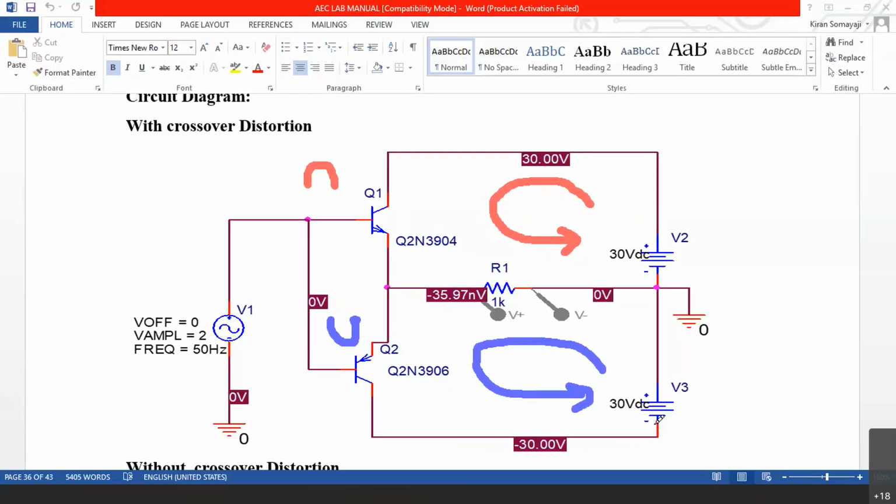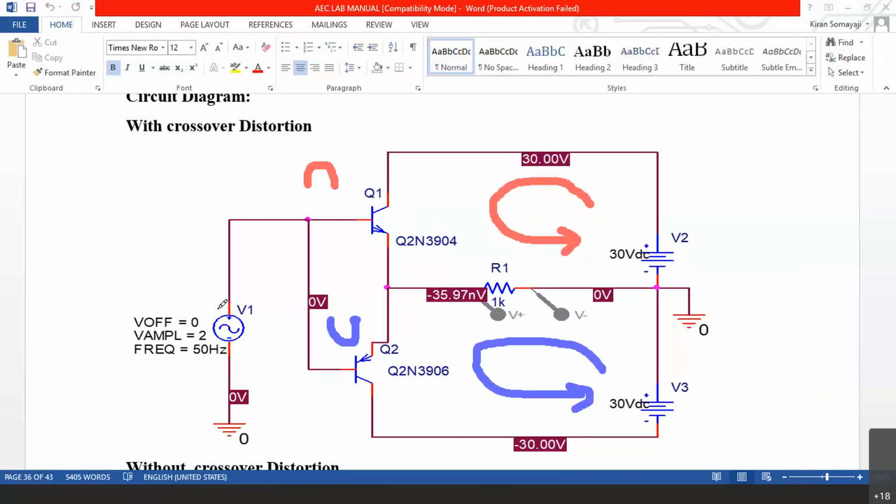And we need two individual power supplies here. You can see V offset is 0, means DC voltage is 0, amplitude is 2 volts peak to peak, frequency is 50 Hertz. As this is a power amplifier, amplitude can be up to 2 volts or more also. And at the output you can see it is 30 volts, means corresponding to a 2 volts input, we will get a 30 volts output.